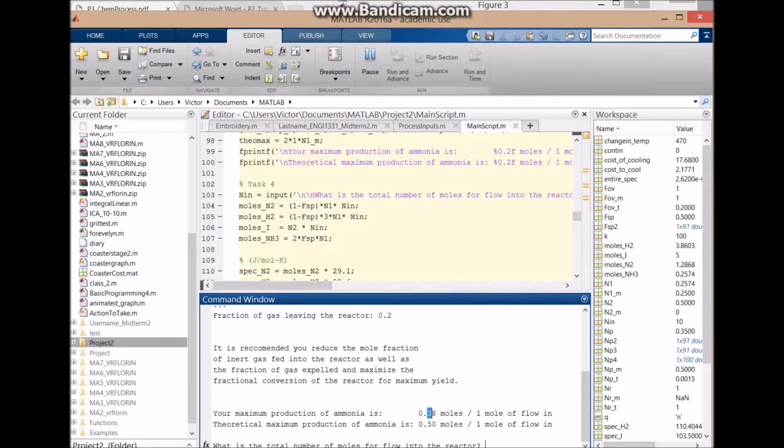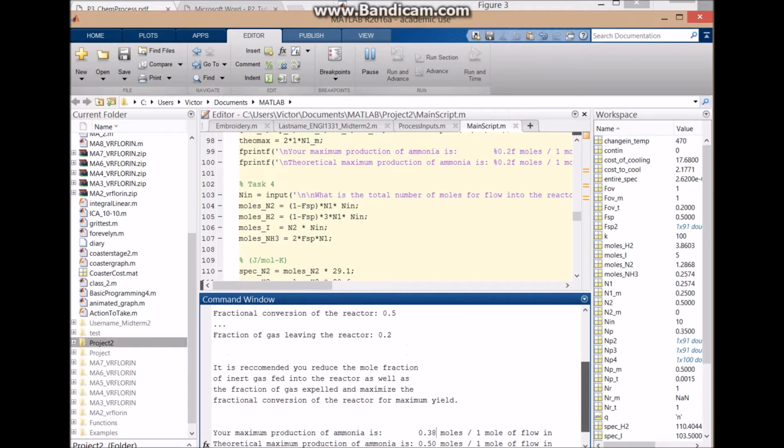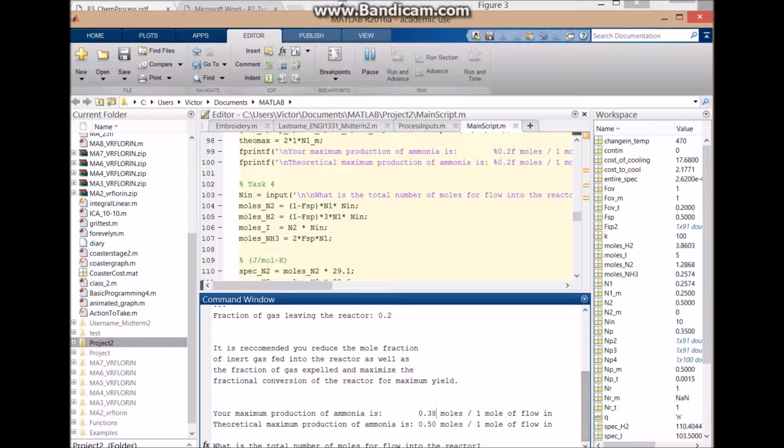So yeah, it went up by a considerable amount. Taking their advice even a little bit, it wasn't like 100%, moved us up from 0.1 moles of production of ammonia to 0.38. So this just streamlines it for the user, really. And as you can see, we're pretty close to the theoretical max.